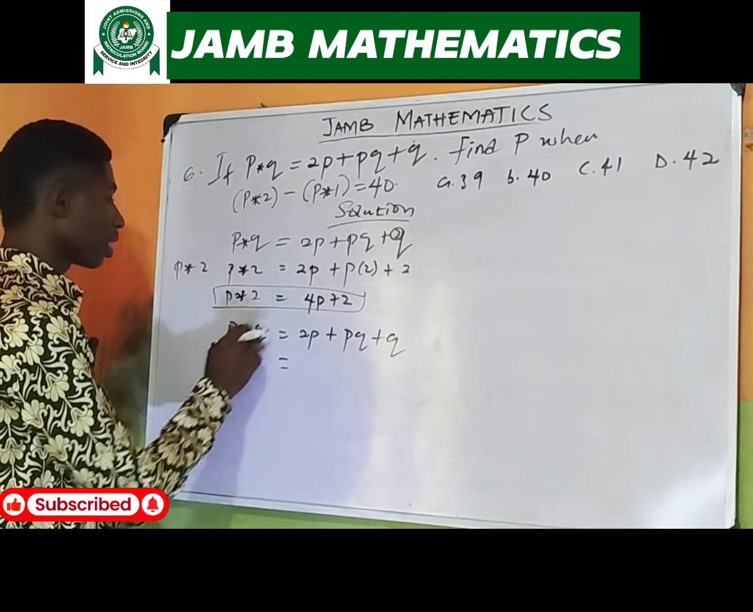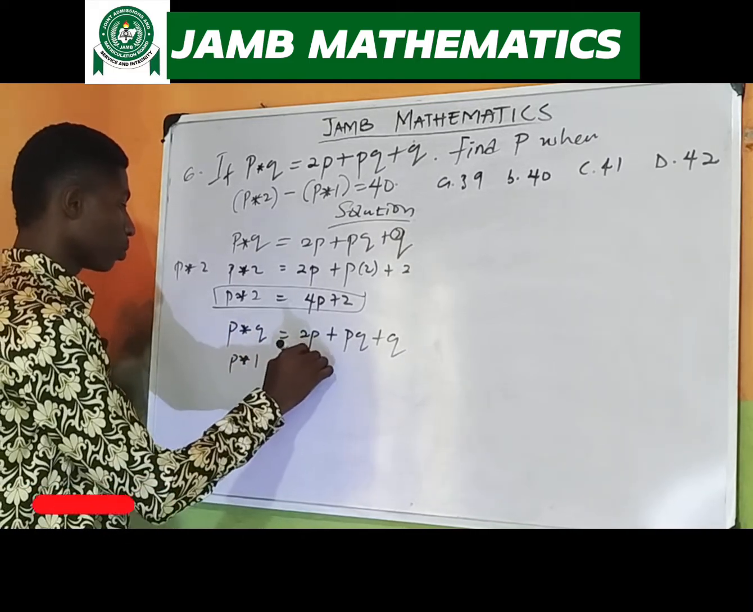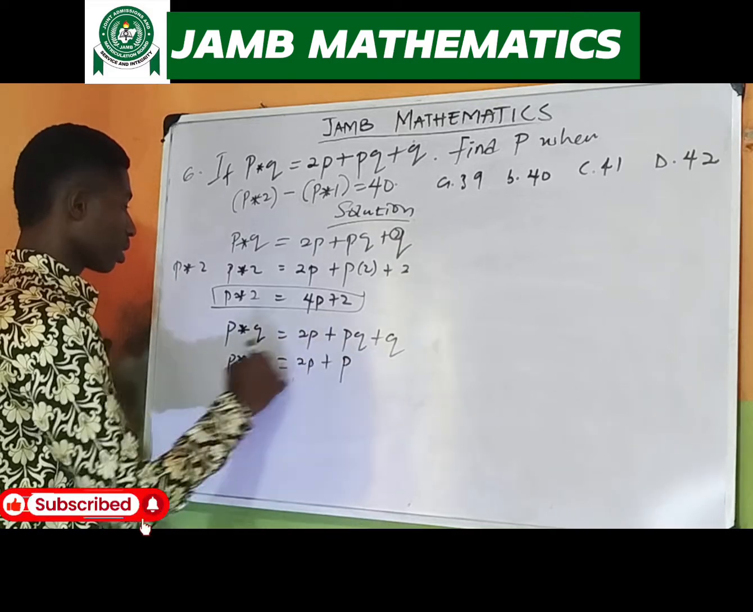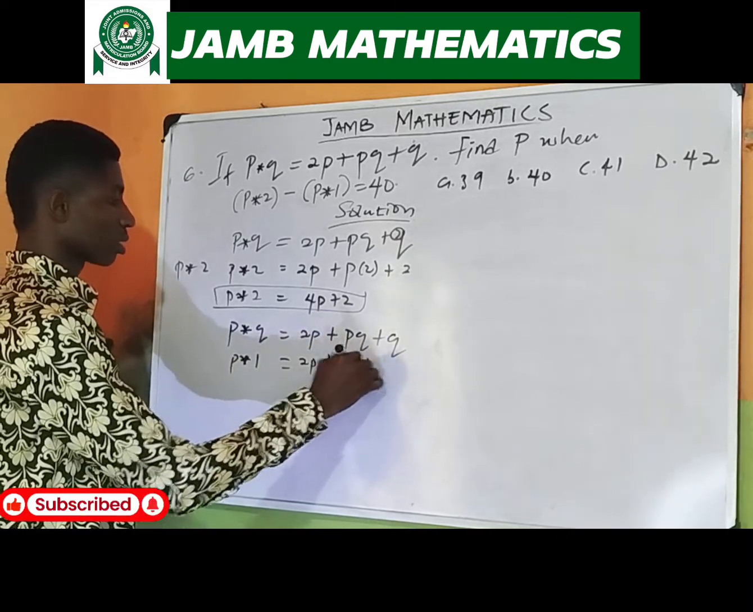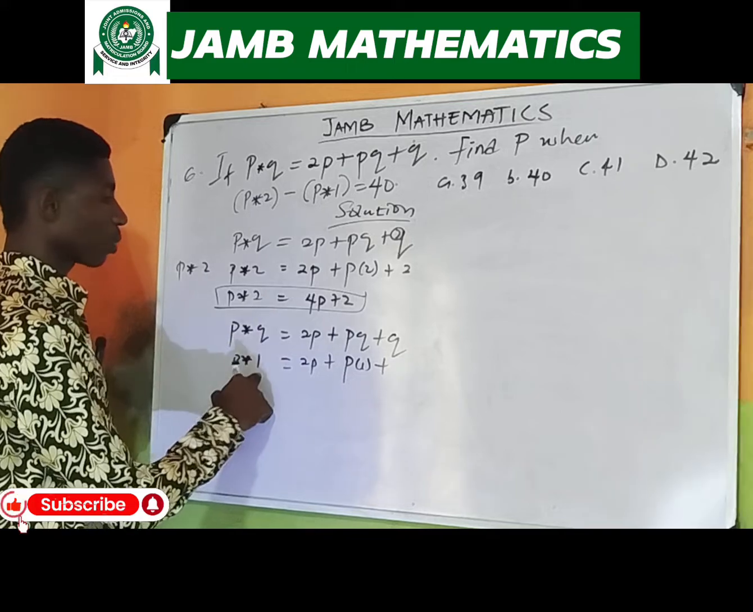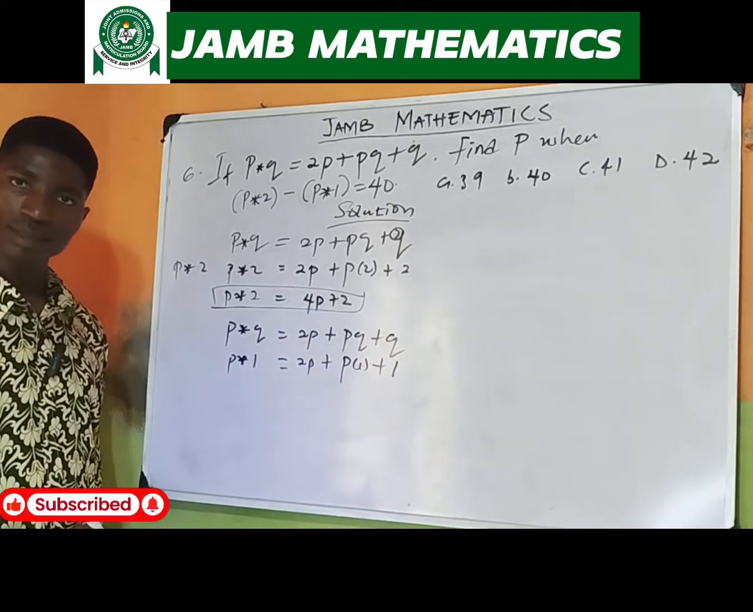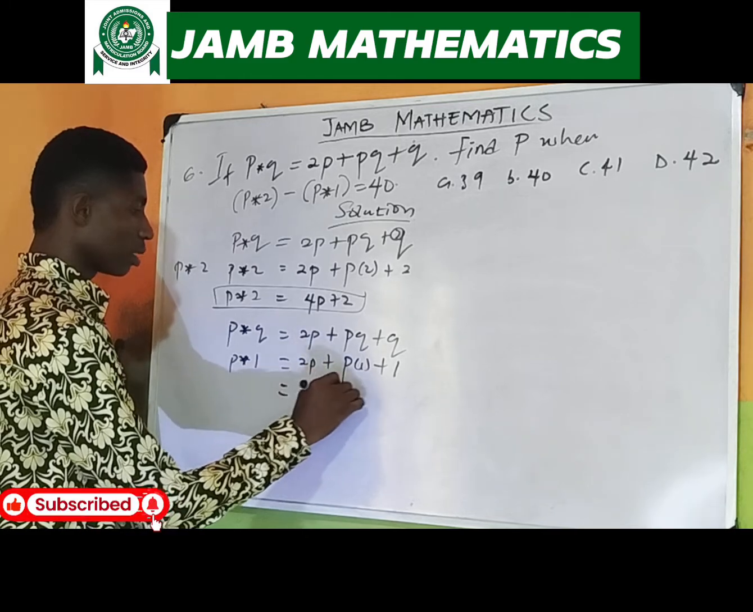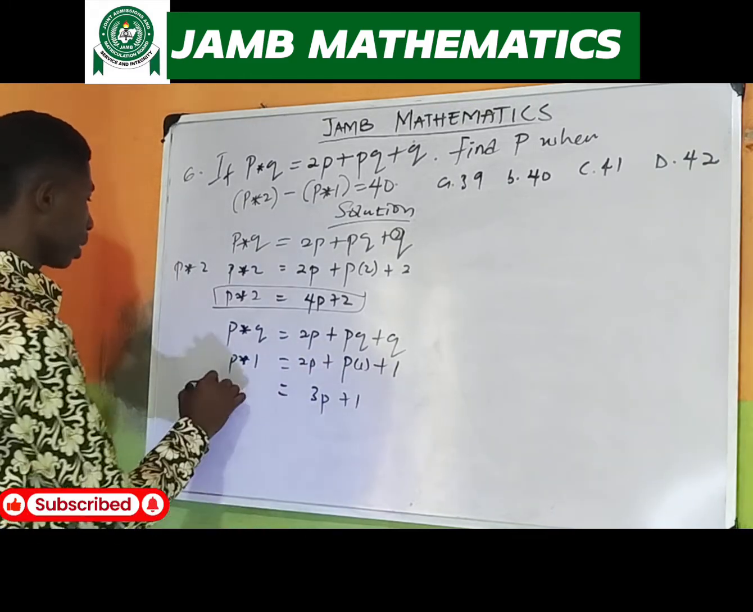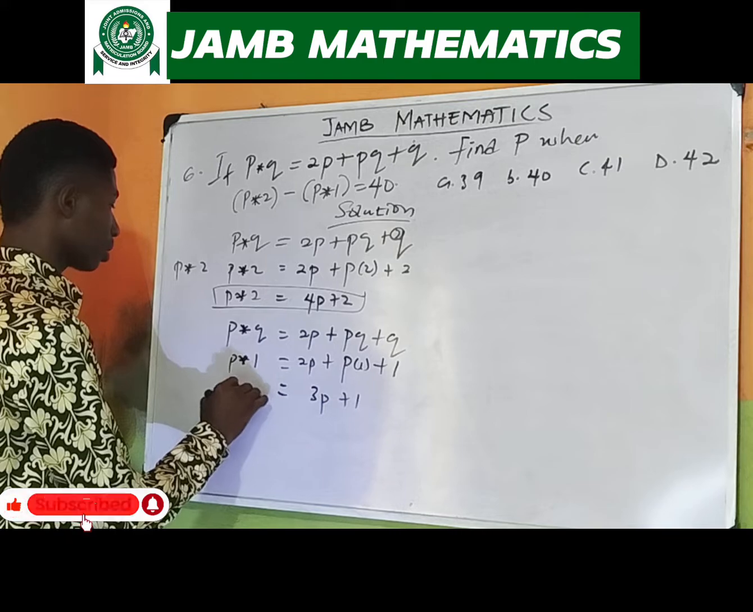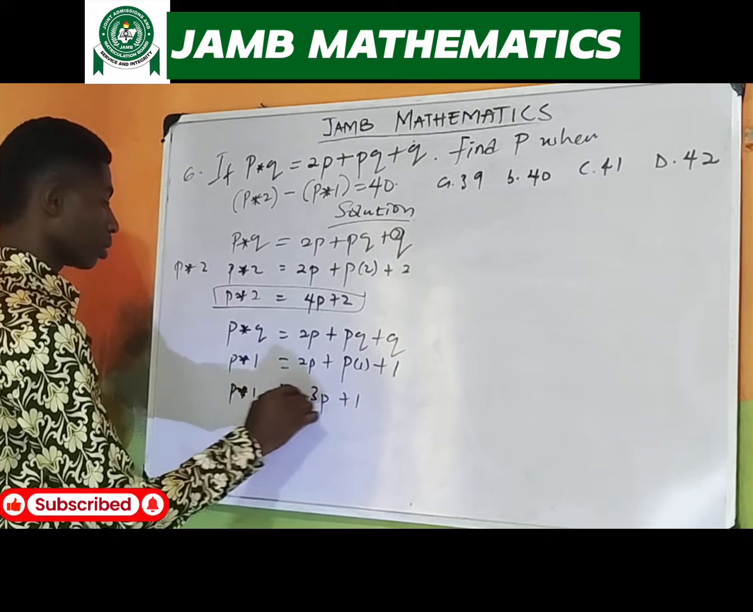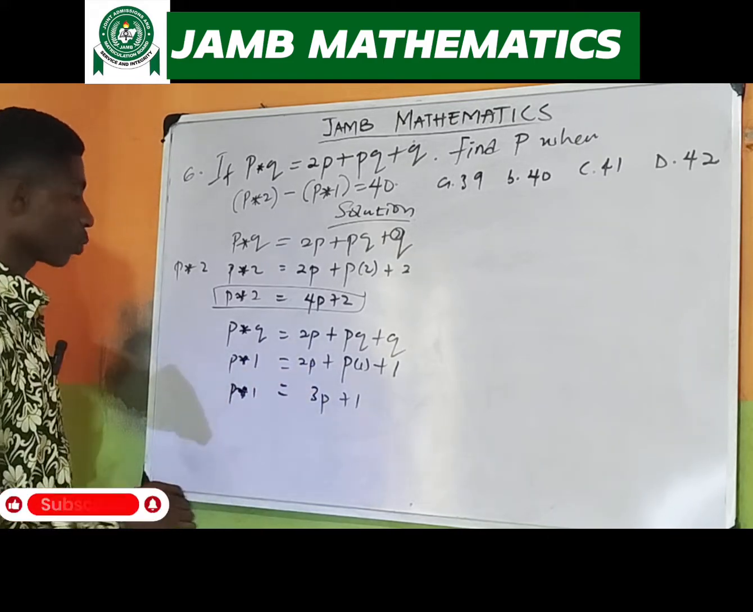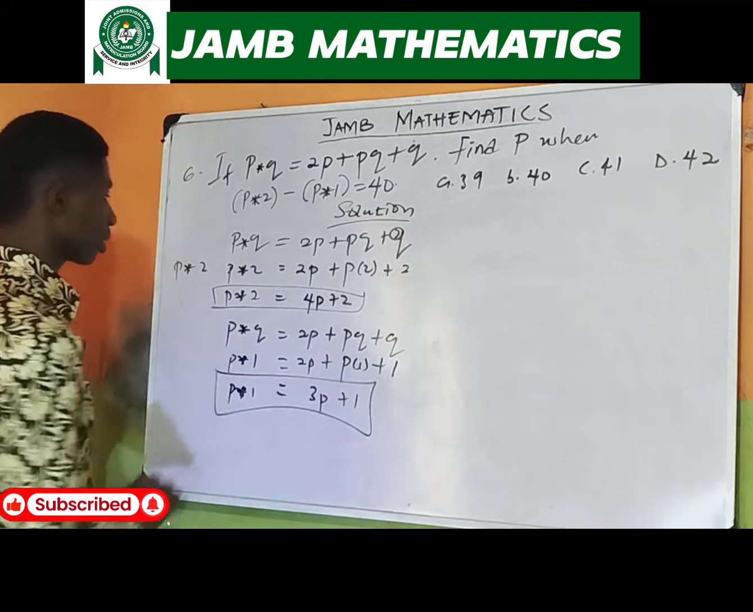It means P is P and Q is equal to 1. So 2P plus P times Q, Q is 1. P times 1 is the same as P, plus Q, which is 1. Hence we have 2P plus P is 3P plus 1. Hence P star 1 is equal to 3P plus 1. Hence this is our answer.